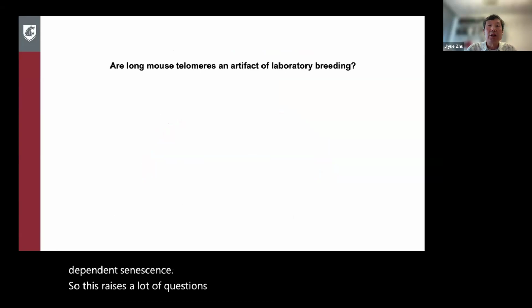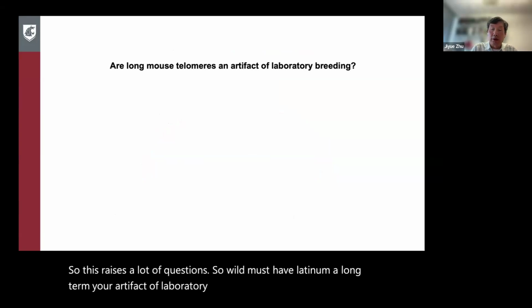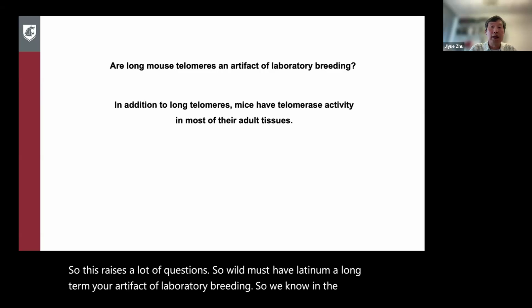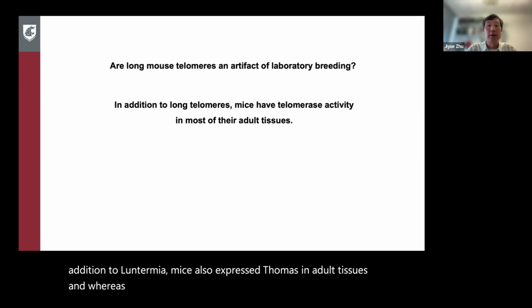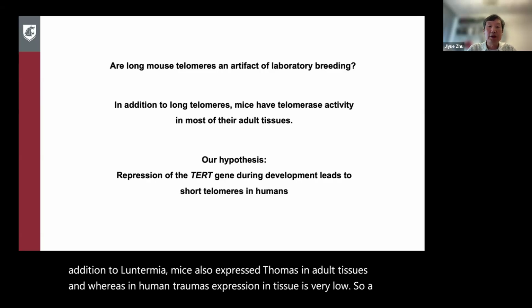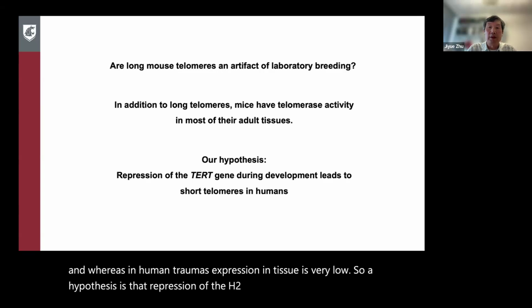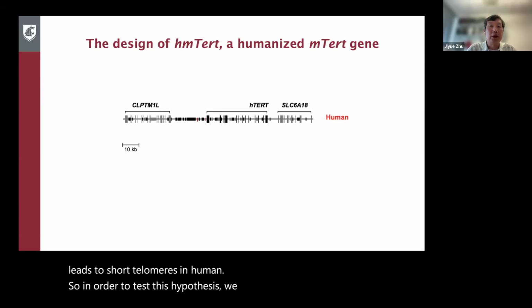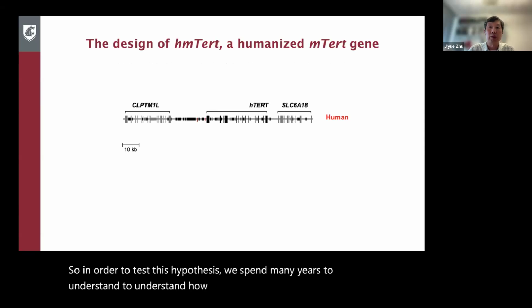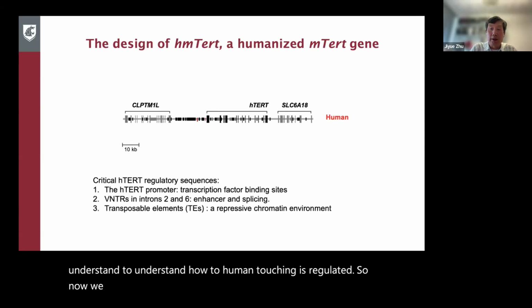So this raises a lot of questions. While mice have long telomeres, are long telomeres an artifact of laboratory breeding? We know that in addition to long telomeres, mice also express telomerase in adult tissues, whereas in human, telomerase expression in tissue is very low. So our hypothesis is that repression of the hTERT gene during development leads to short telomeres in human. In order to test this hypothesis, we spent many years trying to understand how the human TERT gene is regulated. Now we know there are several elements required for TERT regulation.